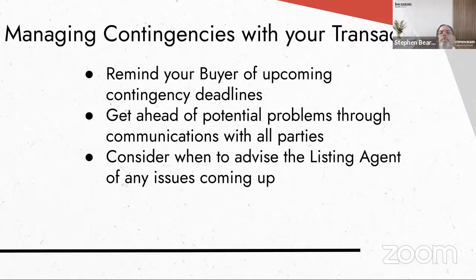Get ahead of potential problems through communications with all parties and consider when to advise the listing agent of any issues. You may want to tell them right away. You might choose strategically to tell them at the end when there really is still a problem, because you may want to bring them in and have them help you troubleshoot the problem, or you may want to think to yourself, I can fix this so it's not a problem before the deadline, in which case, why alarm them? So that's a big decision.